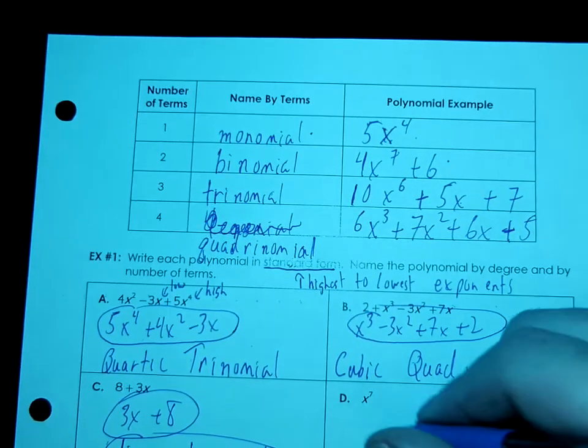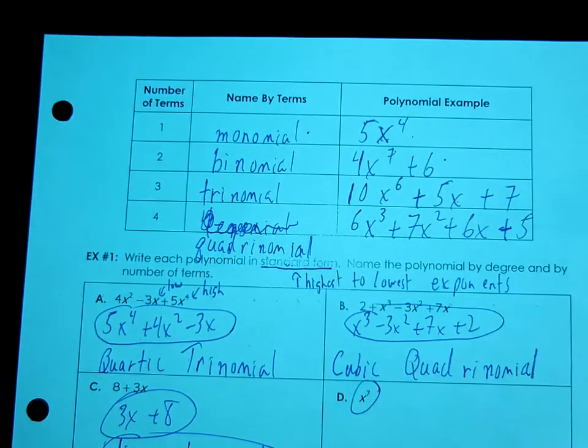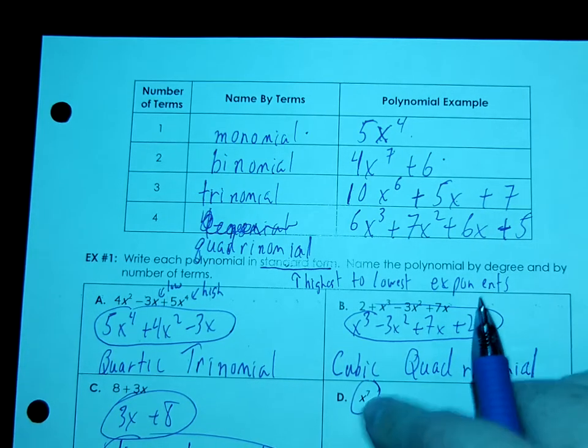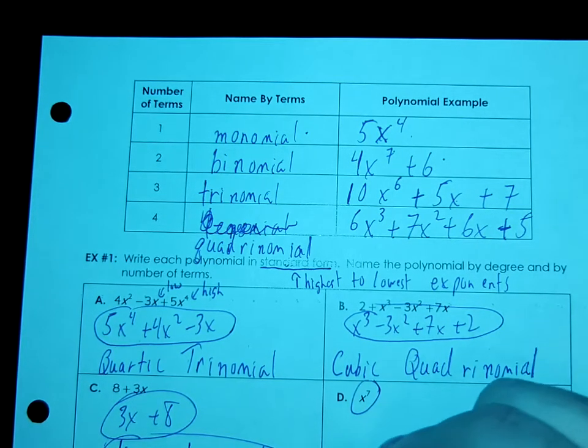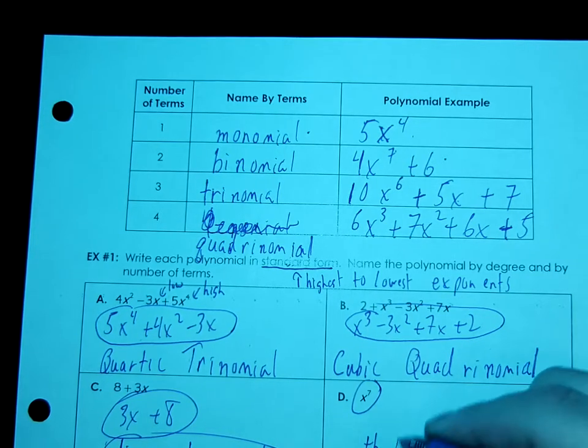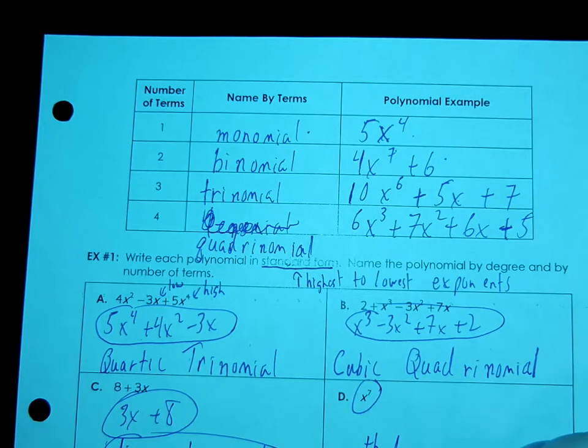Alright, and then this one, well, there's no way to rewrite that. That's only got 1 term. And it's a 7th degree. And it's only got the 1 term, monomial.